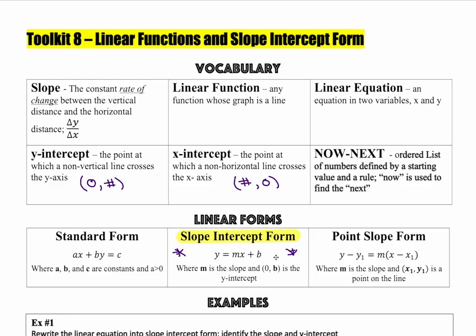We will focus mainly on slope-intercept form because that will give you the slope, so you can find the rate of change, and also it'll give you the y-intercept so that you can graph it, and then you can move from the y-intercept up, down, left, right until you get to the next coordinates.